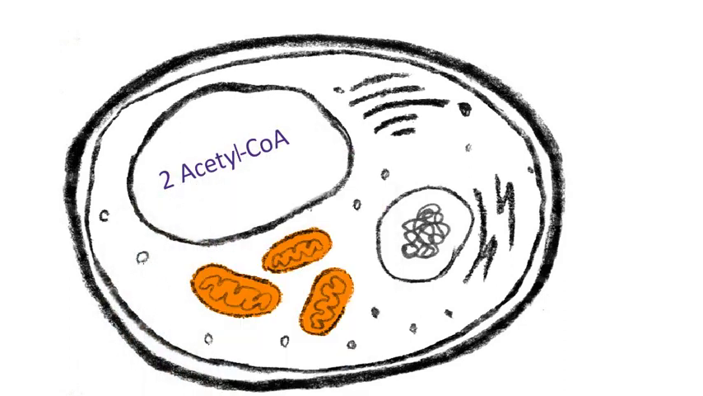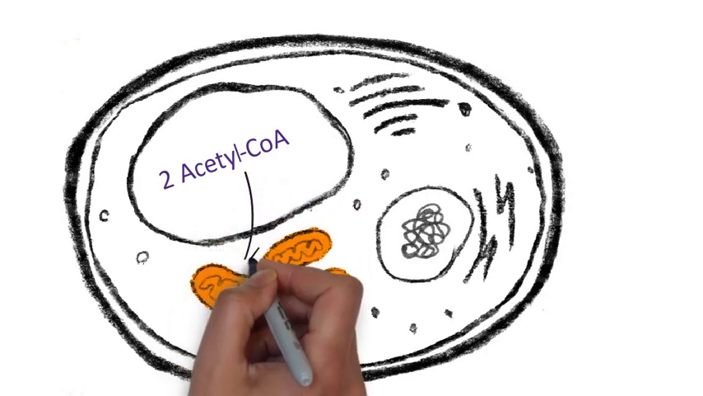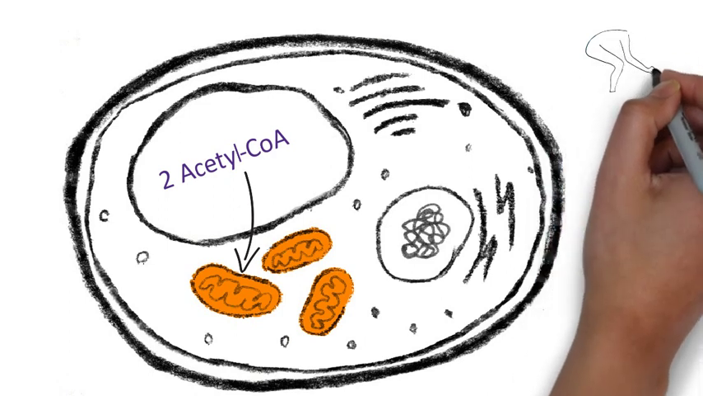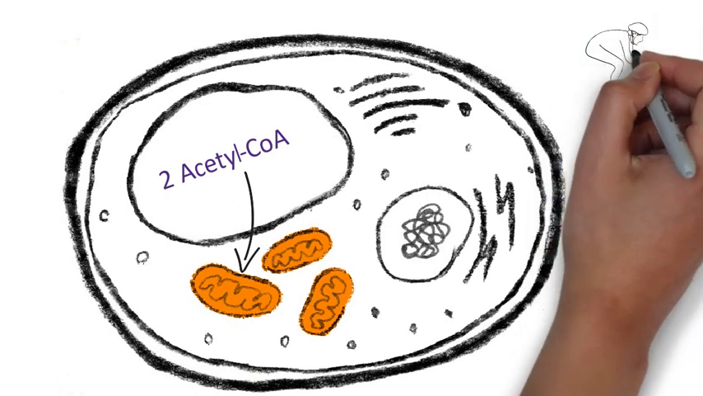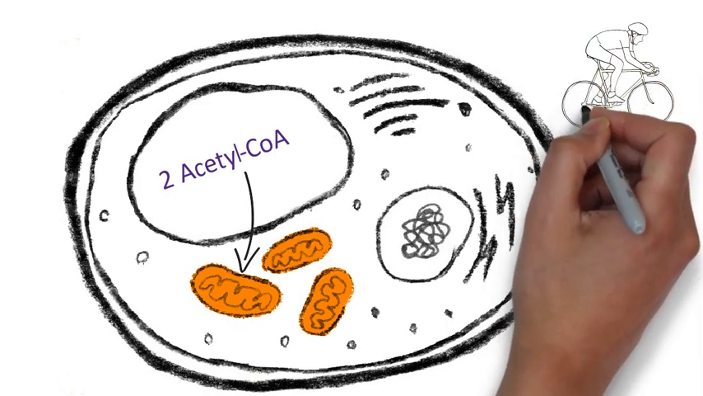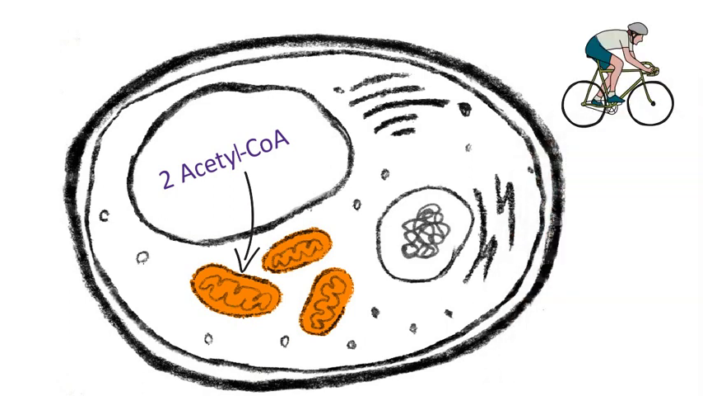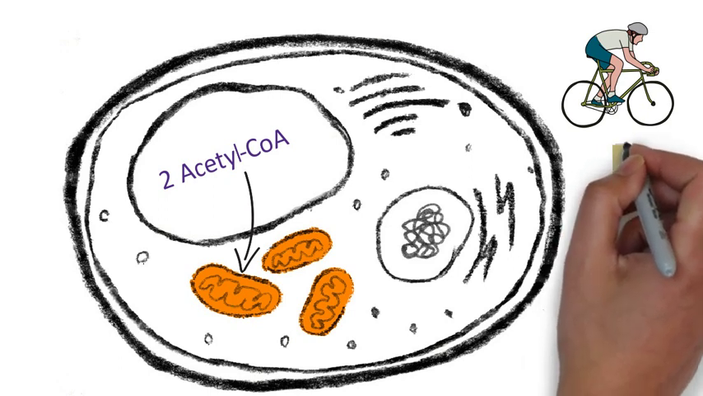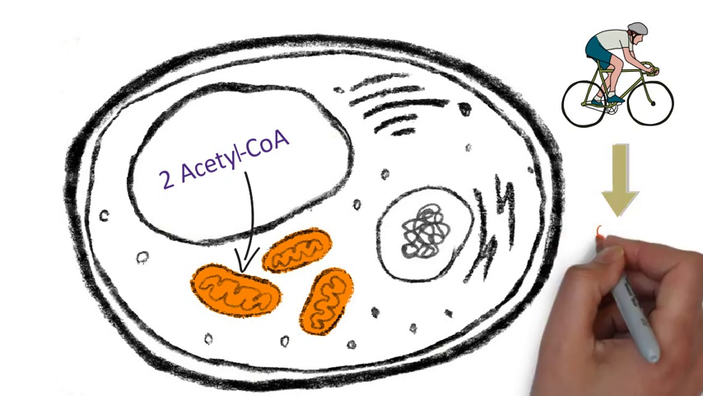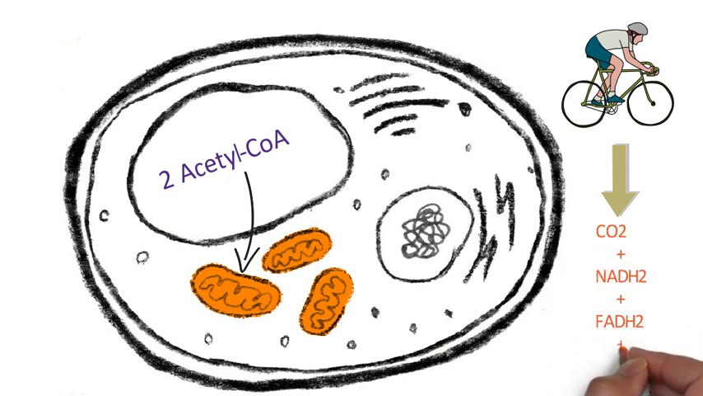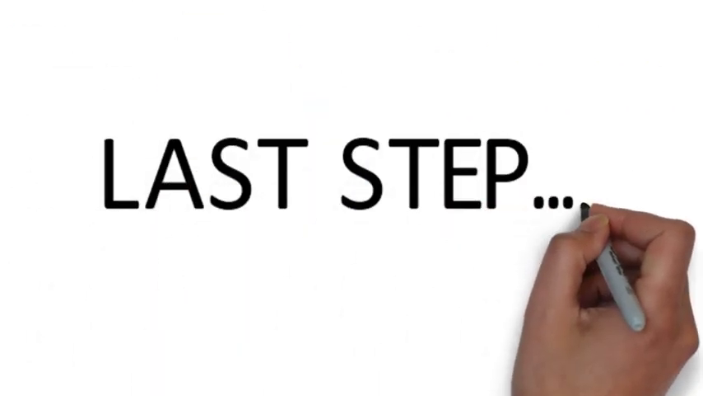The second step, the acetyl coenzyme A which was produced is taken inside the mitochondria, and inside the mitochondria there is a cyclic chain of reactions which is known as the tricarboxylic acid cycle. This cyclic reaction turns this acetyl coenzyme A and finally completely oxidizes it. It is completely broken down finally into carbon dioxide, NADH2, FADH2 and water molecules.